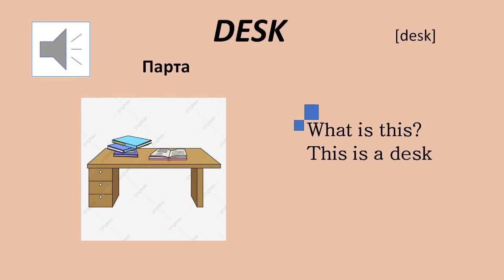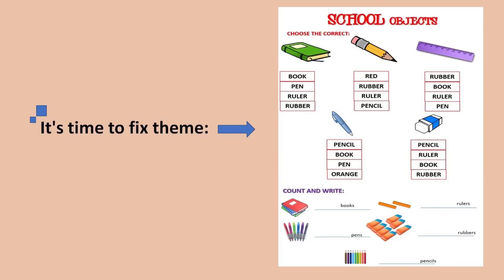Енді жаңа тақырыпты қорытындылау үшін бұл жаттығуды істеп алайық. School objects. Choose the correct. Дұрыс затты таңда. For example, let's look for the first picture.